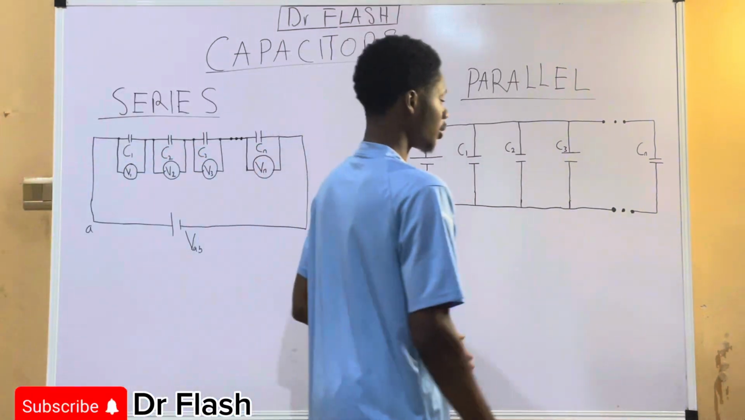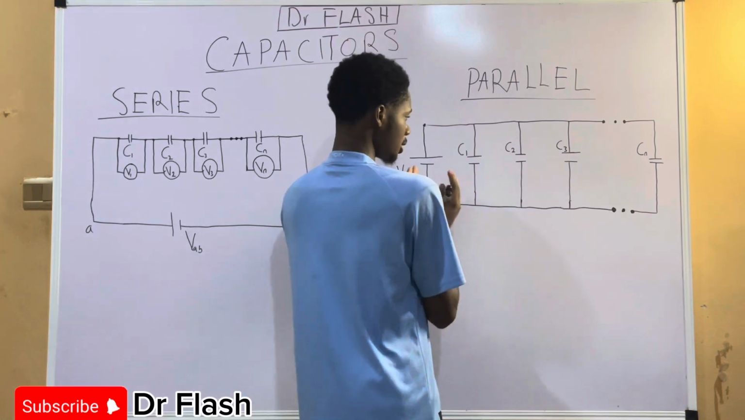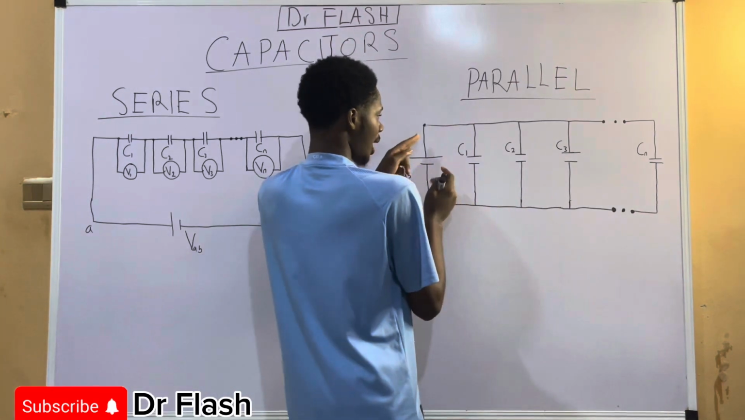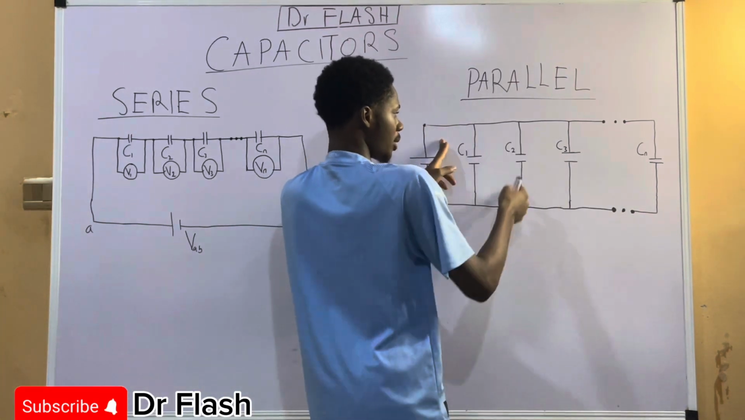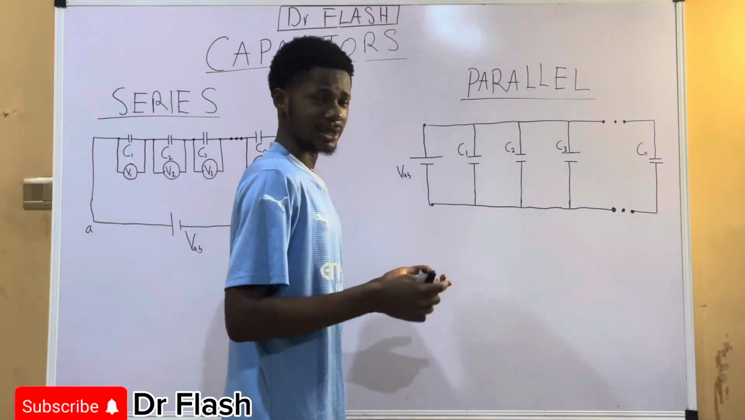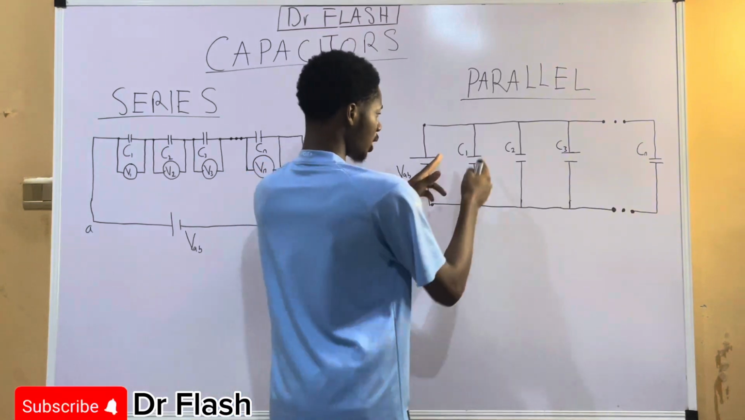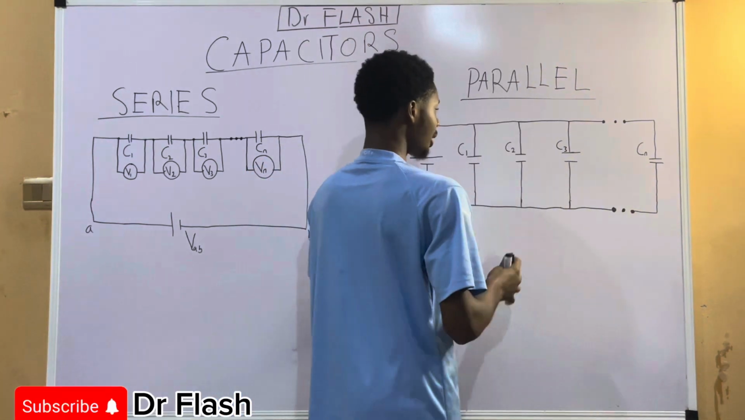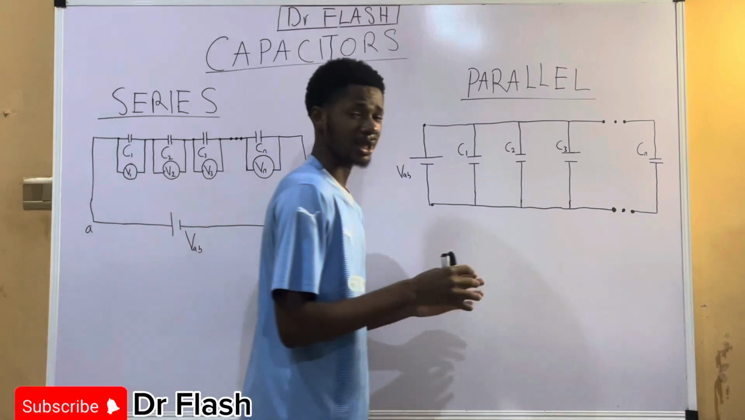While for parallel connection, you see how they are being arranged. They are arranged in such a way that each capacitor is parallel to the other one. That is how it is being done. Each one is parallel to the other one. Although sometimes you notice that they are not parallel, but they are curved.